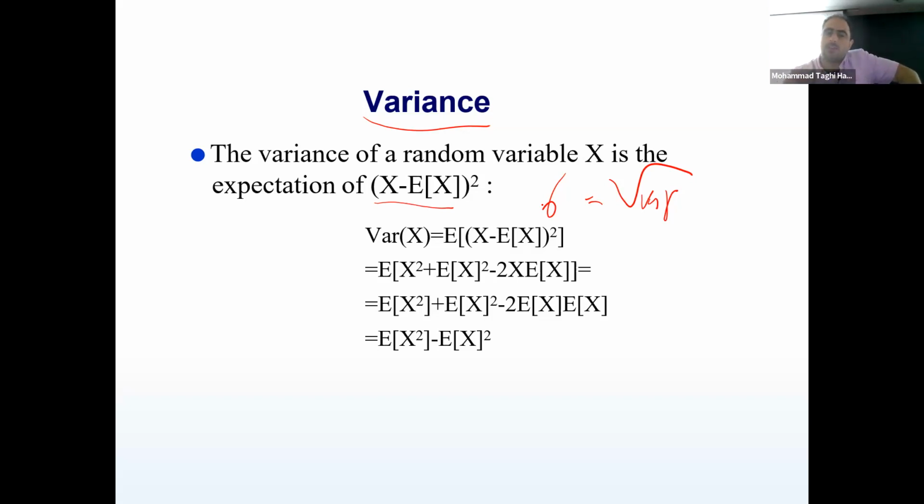So let's do the computation. The variance of X is equal to E of (X minus E of X) to the power of 2. Then I will write the expansion of that: E of X to the 2 plus E of X to the 2 minus 2 X E of X. One important thing: what is the expectation of a constant number?